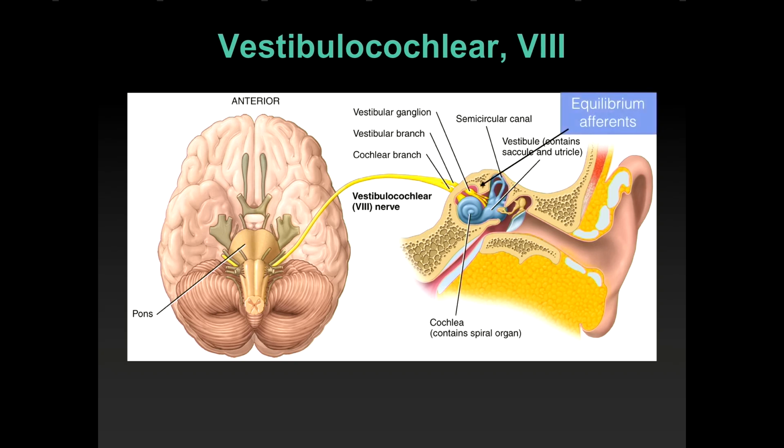There are two main branches of the vestibulocochlear nerve. The vestibular branch, and you guessed it, the cochlear branch. That's easy.